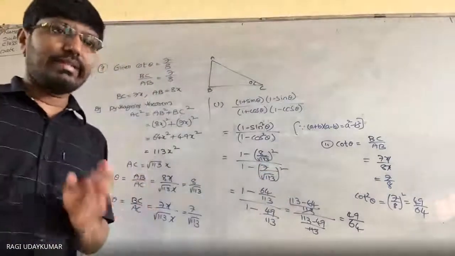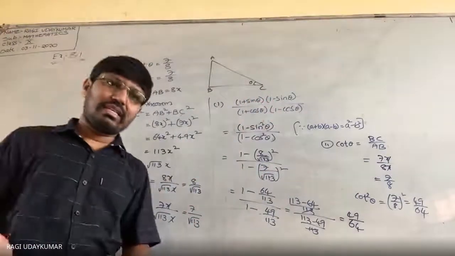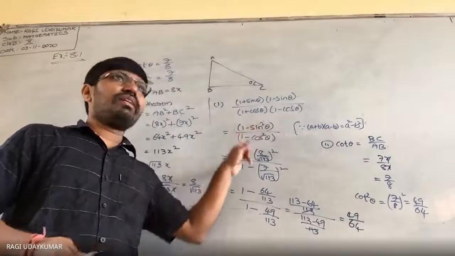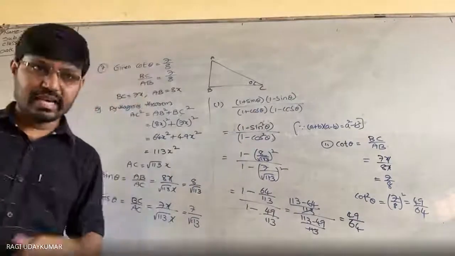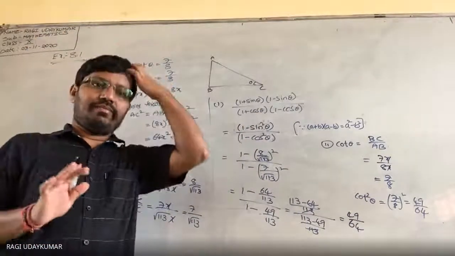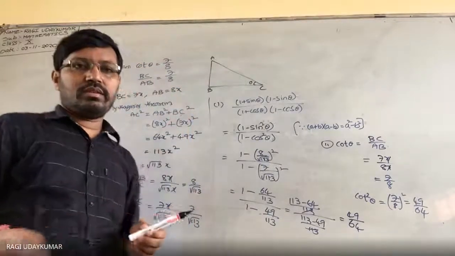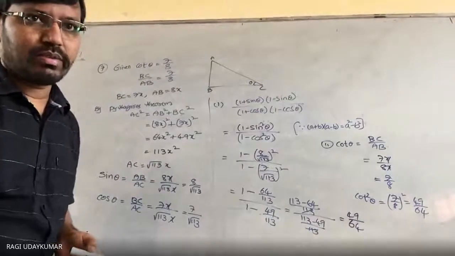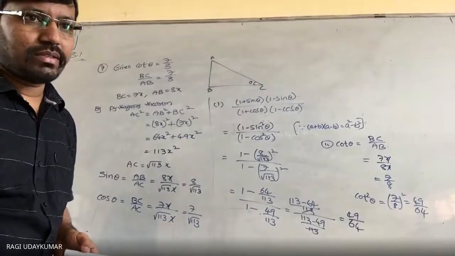That is nothing but you can say that cot square theta is equal to 1 plus sin theta into 1 minus sin theta by 1 plus cos theta into 1 minus cos theta. That is nothing but 1 minus sin square theta by 1 minus cos square theta, which is one formula that can be taken as cot square theta. Did you understand? The problem looks very big, but it is not a very big problem. You can do it. Calculation is included in this.